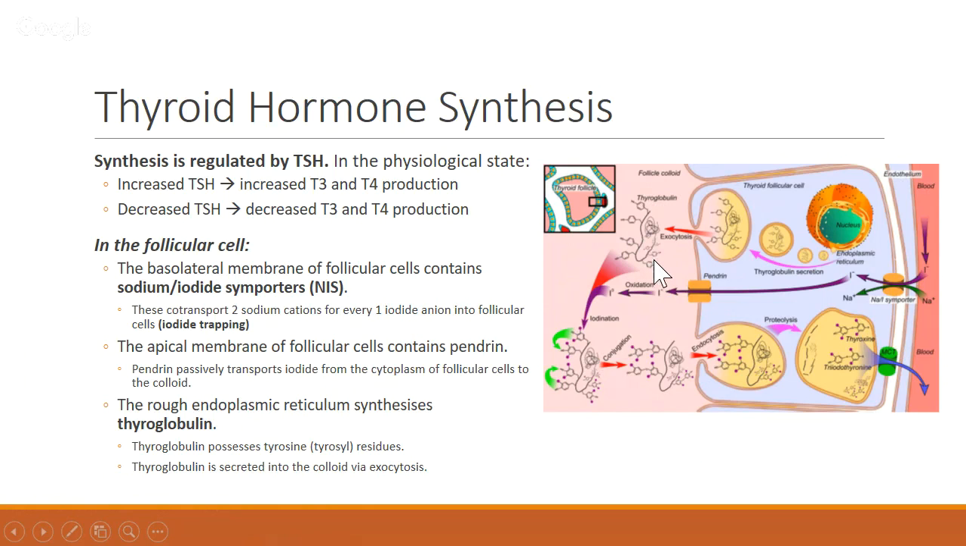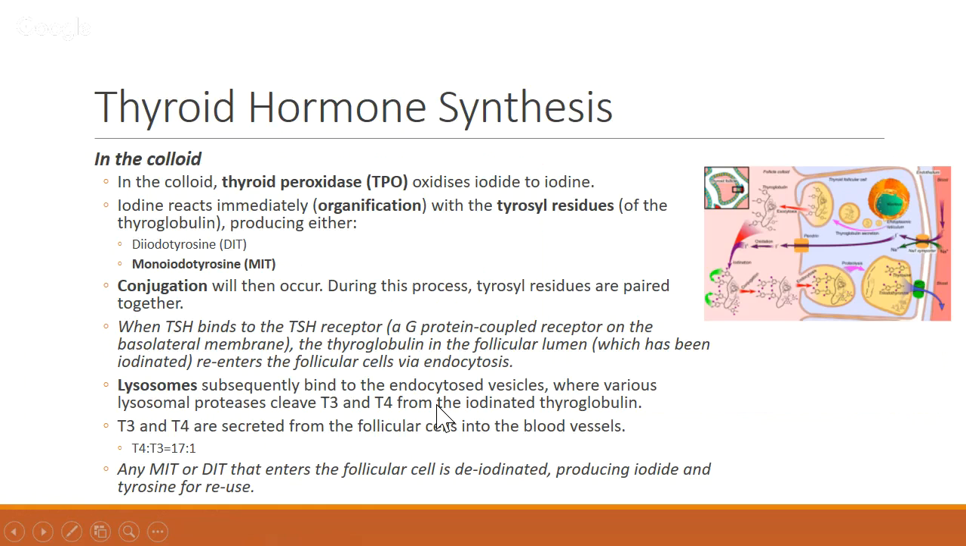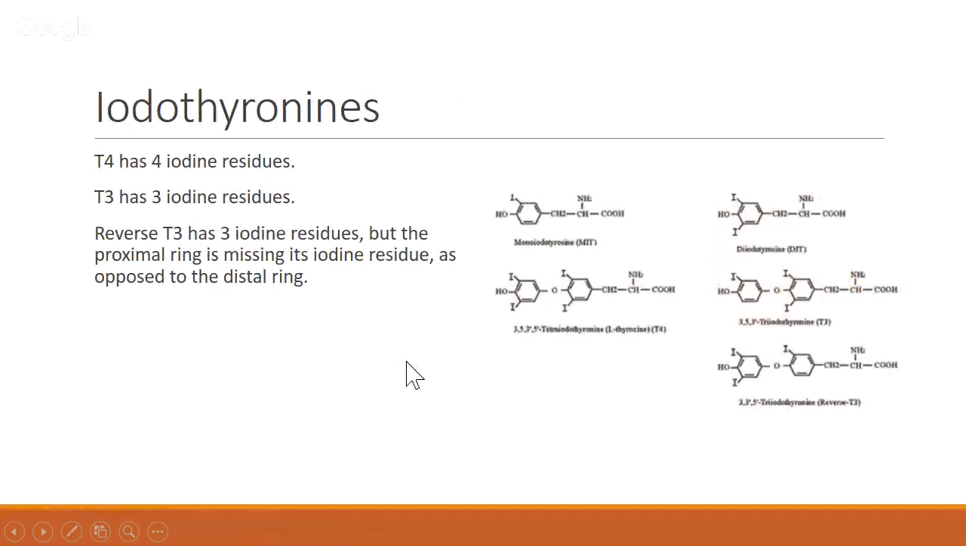T3 and T4 are formed by thyroglobulin and iodide in the lumen. T3 and T4 are then taken back up into the follicular cell and then secreted into the blood. And this is it in words. Okay. So just a bit about the naming of the T3 and T4.